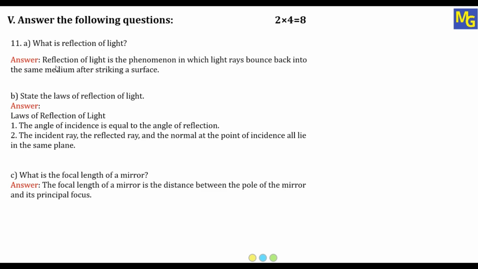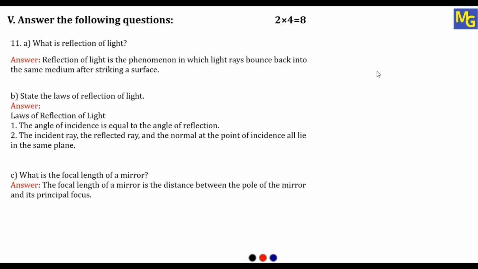The answer is, you can see, reflection of light is the phenomenon or the process in which light rays bounce back into the same medium after striking a surface. So whenever the light strikes a shining surface, it bounces back into the same medium. Such a process is called reflection.